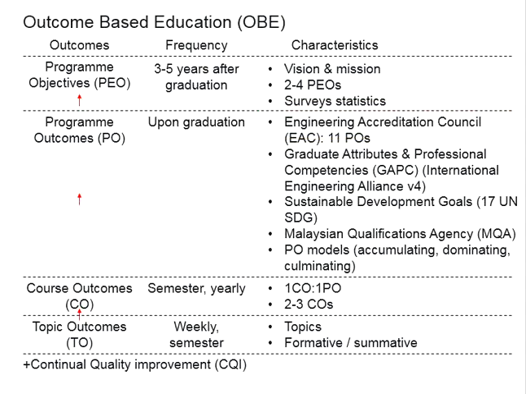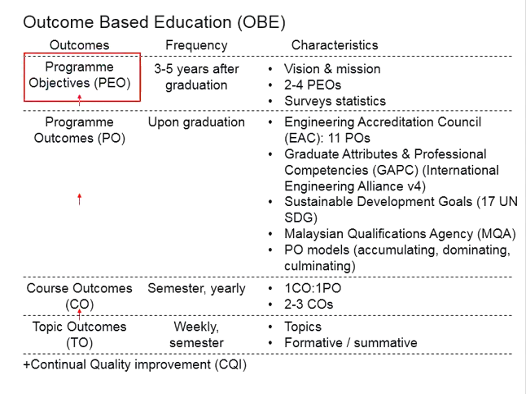Now, when it comes to the assessment of the PO, there are various models. We have accumulating, dominating, and culminating models. This one we are also going to discuss in detail later. Next is about the program objective, which is known as the PEO. This refers to 3 to 5 years after graduation. This is the duration for a graduate to transform into an experienced engineer.